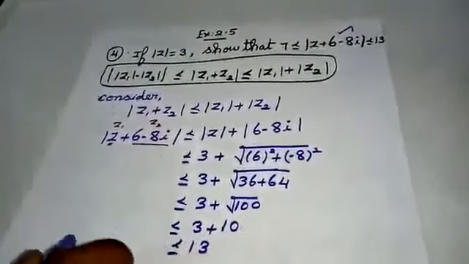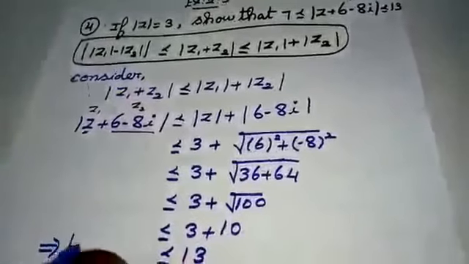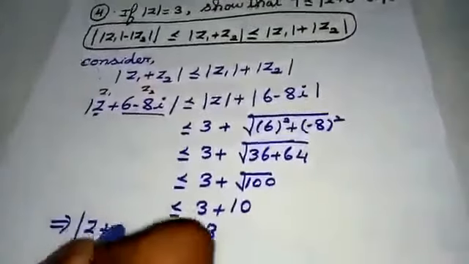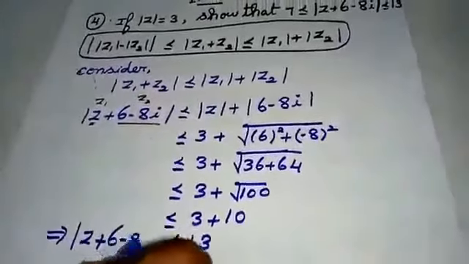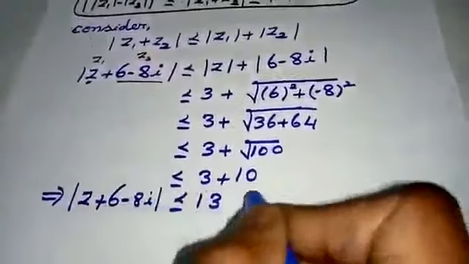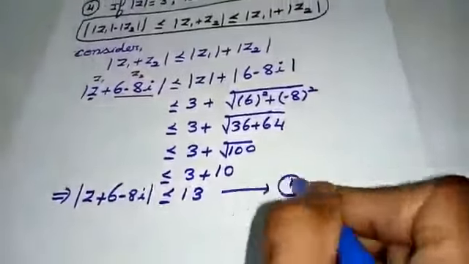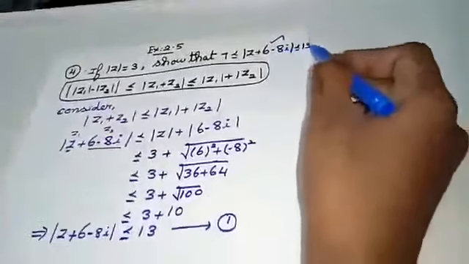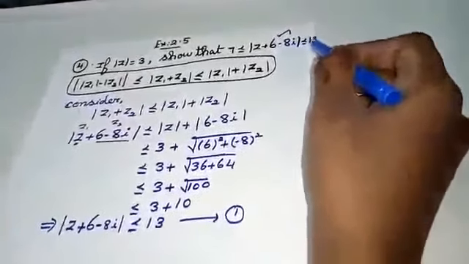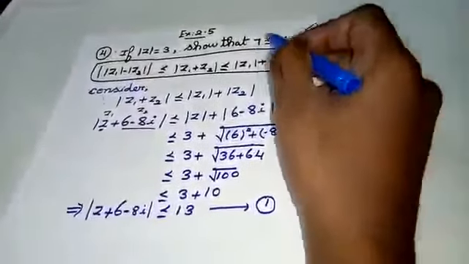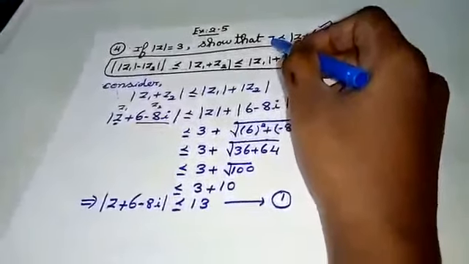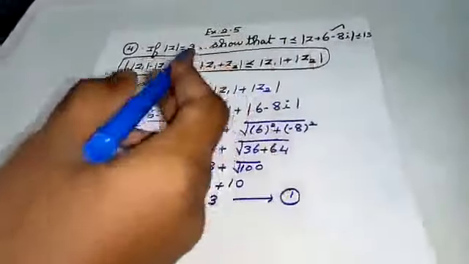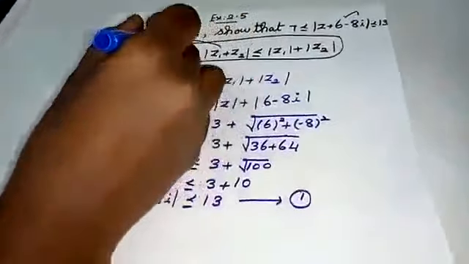So what is the answer I am getting here? Modulus of z plus 6 minus 8i is less than or equal to 13. Mark it as equation 1. I am just getting my right hand side part. I am getting the value as 13, which is the required answer in the given question. Left hand side I should bring the answer as 7. What I am going to do is, I am going to take this part of the formula.